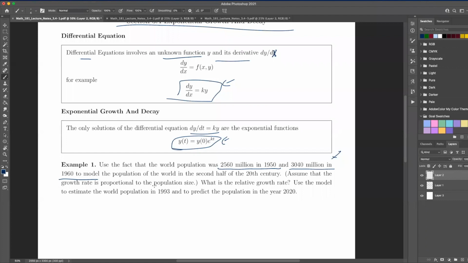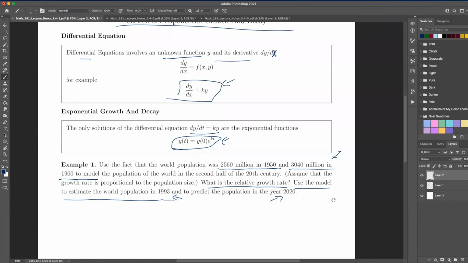Assume the growth rate is proportional to population size. What is the relative growth rate? So we're going to try to find out what this k is, right? Use this model to estimate the world population in this year, and then use it to predict the population of this year. So let's break this down.